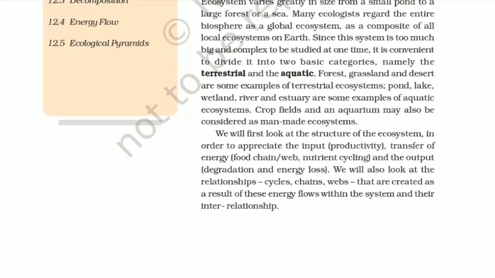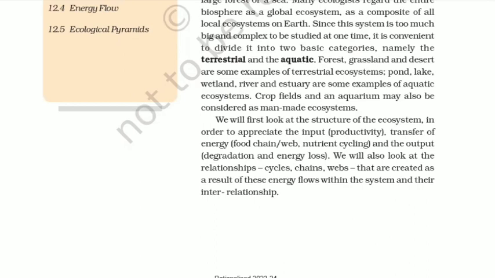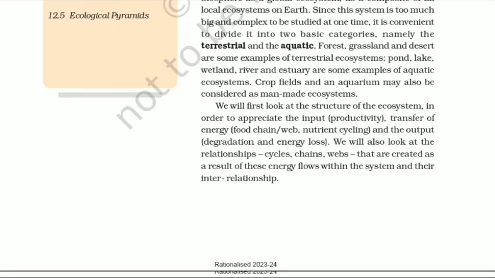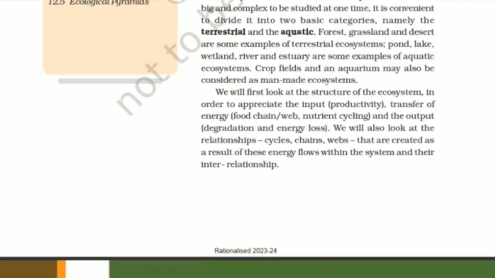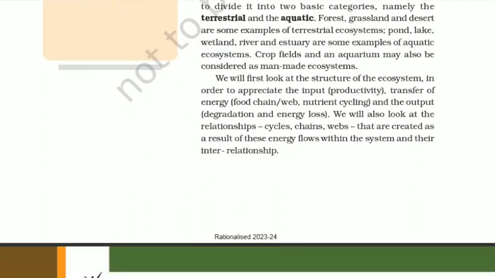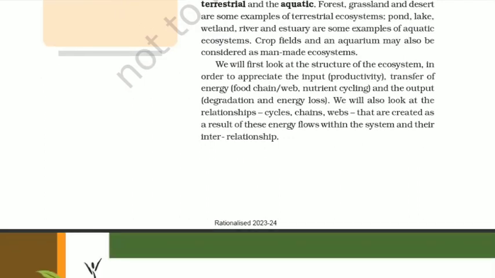Since this system is too big and complex to be studied at one time, it is convenient to divide it into two basic categories, namely the terrestrial and the aquatic. Forest, grassland, and desert are some examples of terrestrial ecosystems. Pond, lake, wetland, river, and estuary are some examples of aquatic ecosystems. Crop fields and an aquarium may also be considered as man-made ecosystems.